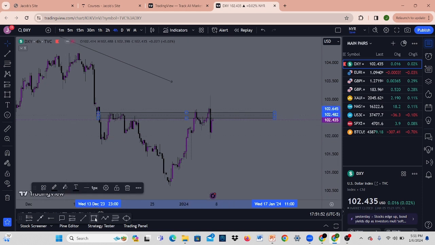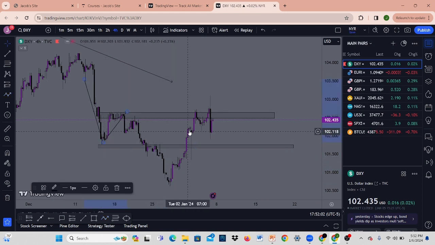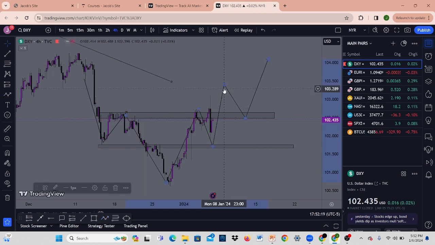But looking here as well, this looks as though it could potentially, hold on, let me get my tool. This looks as though it could potentially be an inverse head and shoulders to go long, potentially.